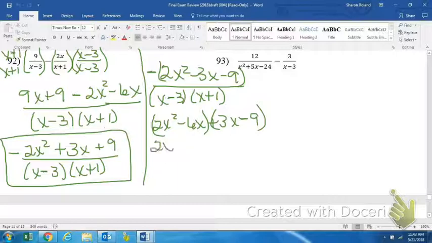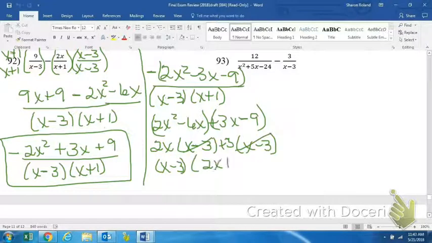A 2x comes out, and you're left with x minus 3. You're going to have x minus 3 as well, and you're taking out a positive 3. Okay, so I'm going to put this back over the denominator. You're going to have x minus 3 first, because it's there twice. 2x plus 3, because that's what's left over. That negative that's there, over the denominator.